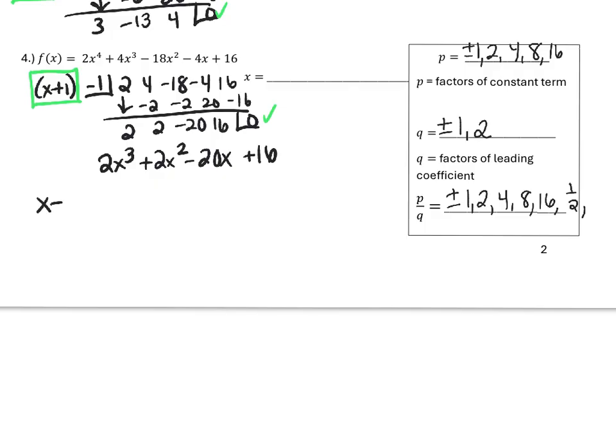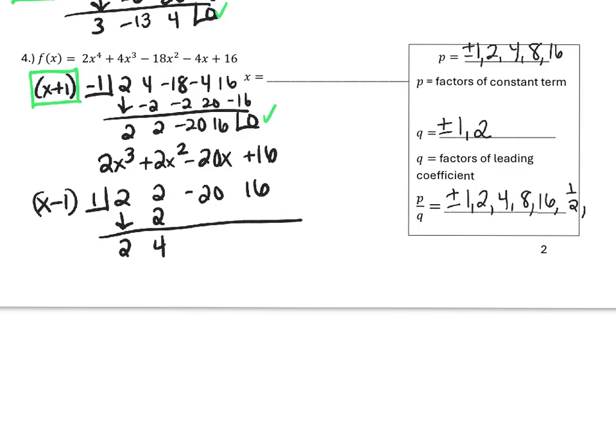So let's try x minus 1, see if that works. 2, 2, -20, 16. So now we're just doing this with the cubic because our hope is to get it into a quadratic where we can then just factor. So we'll do our synthetic division. 4, -16, -16. So this is a fantastic day because they're all working on the first try. Now we are at a quadratic. This is 2x squared plus 4x minus 16.